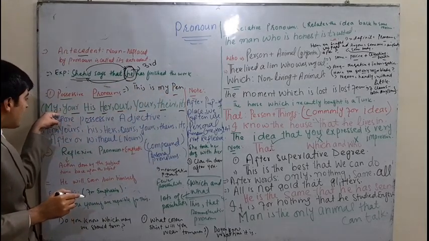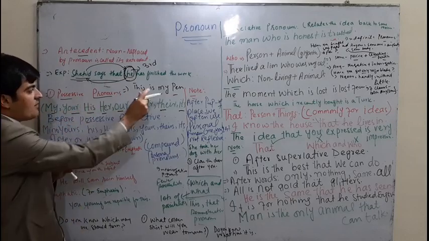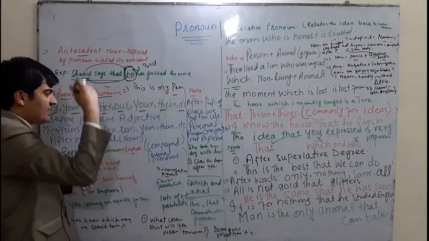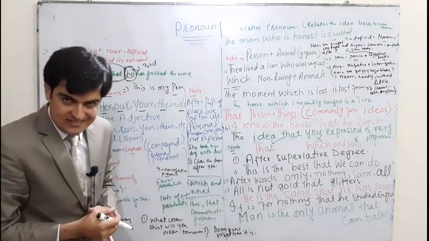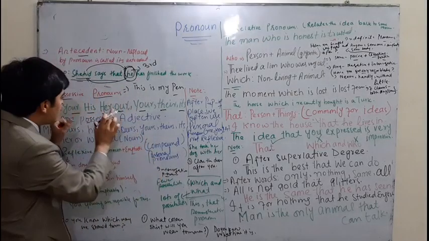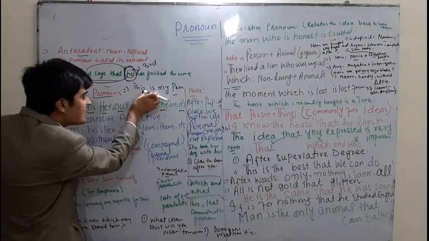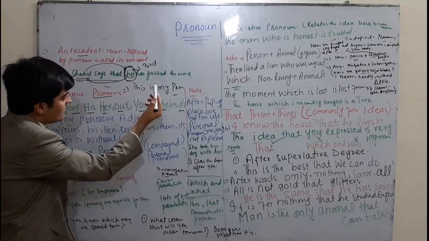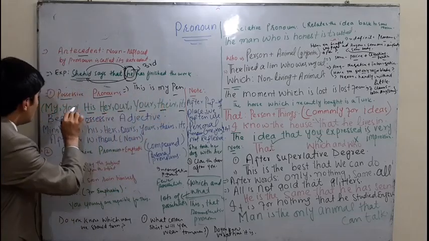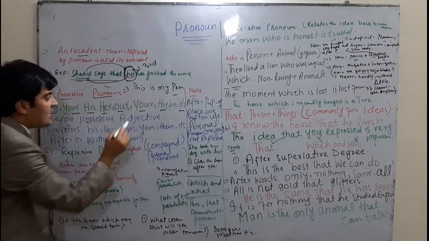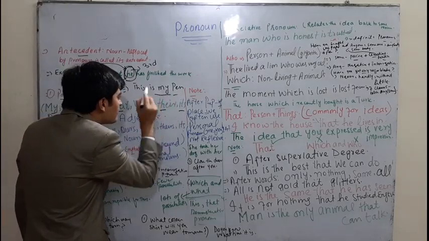If I say my, your, his, her, here you can also use his, you can construct different sentences. Understand? I will try to clear your mind by giving just one example. It would be extremely easy for you. Look at this: this is my pen. Now, what is this my?